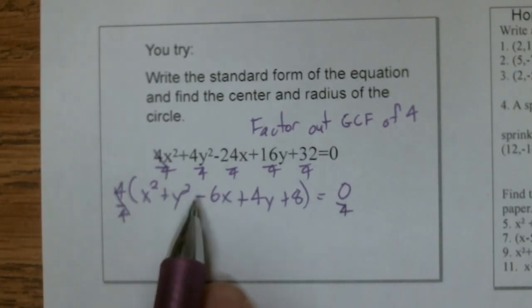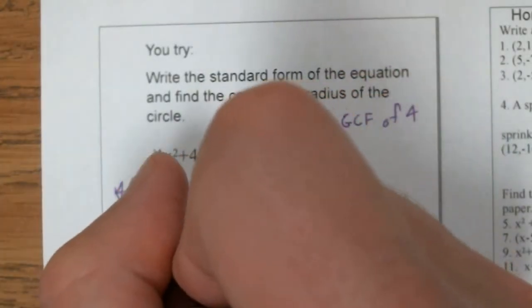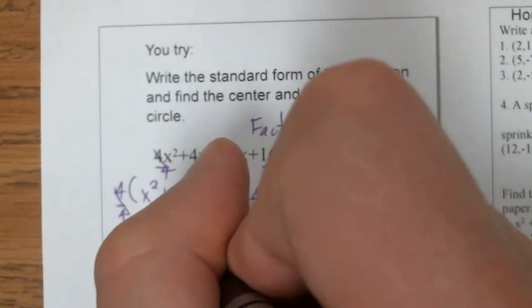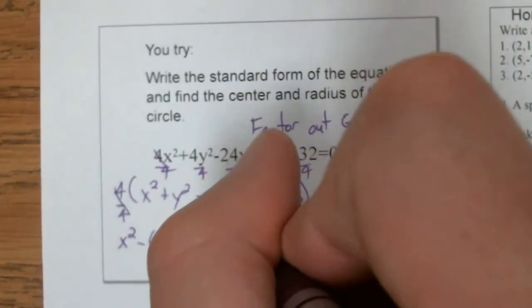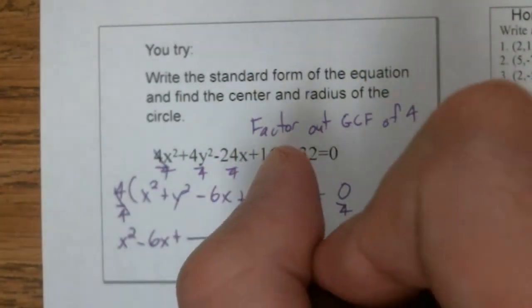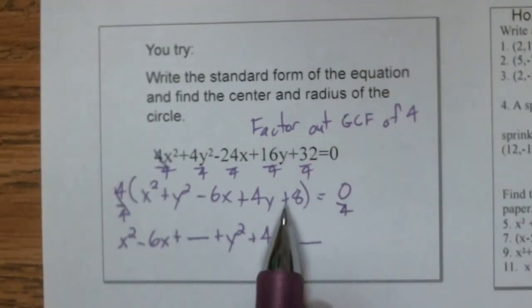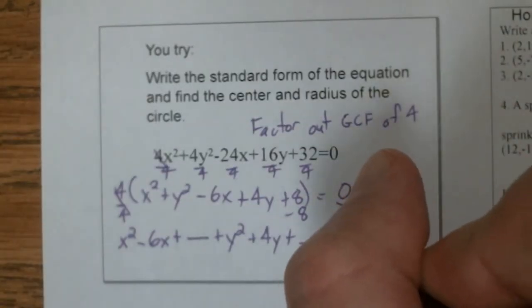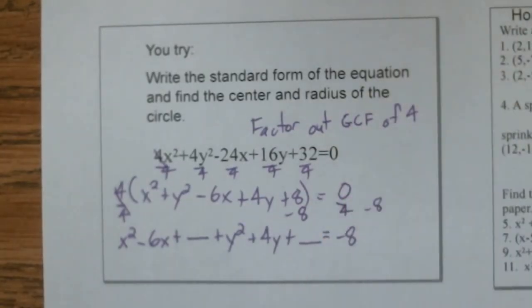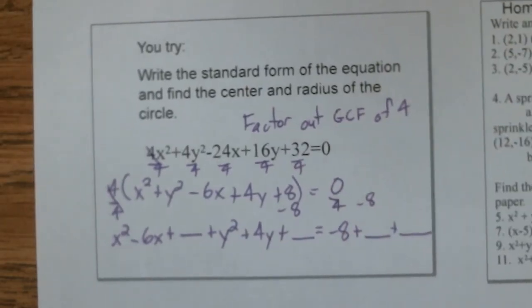Okay, so I want to group my x's together. So I'm going to have x squared minus the 6x plus blank. I'm ready to complete the square. Now let's match up our y's. Plus y squared plus 4y. Here's that second blank, plus blank. Now I need to move this constant to the other side, so I'm going to have to subtract 8 from both sides. So that's going to give me a negative 8 on the right, and then I'm going to have 2 more blanks, the same 2 blanks that I have on the left-hand side.